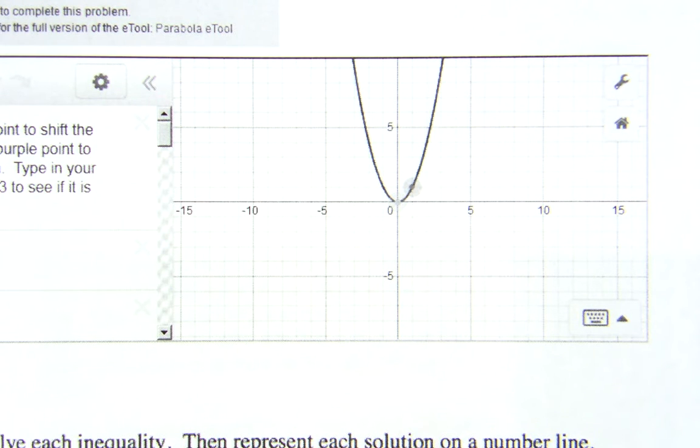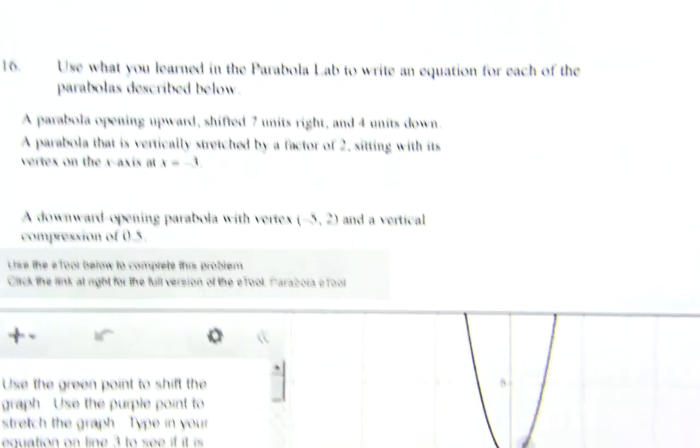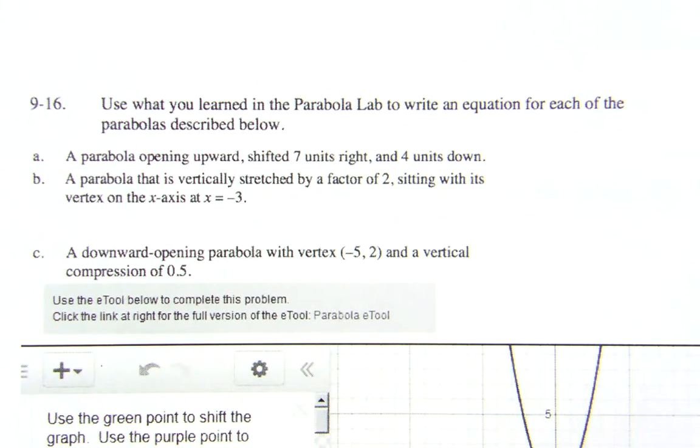Okay, so this is Math 2. We're doing the problems from homework assignments 16 to 22, and I'm going to pick and choose what I'm going to give you guys, obviously. So number 16, it says, use what you learned in the parabola lab, so basically today and yesterday, to write an equation for each of the parabolas described below.